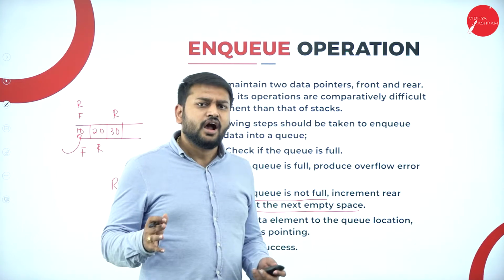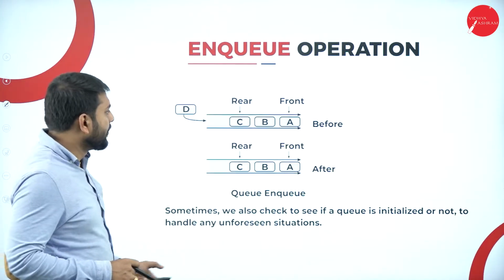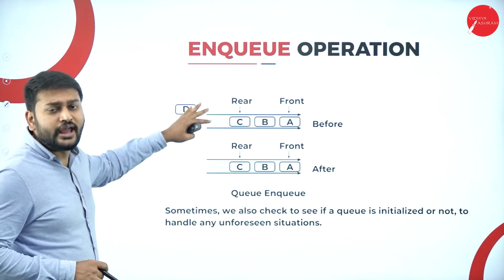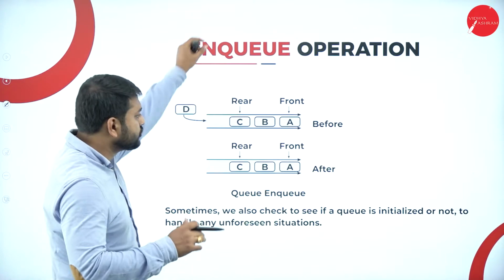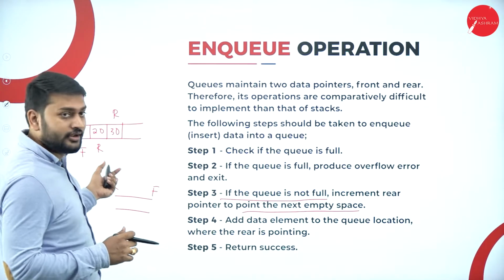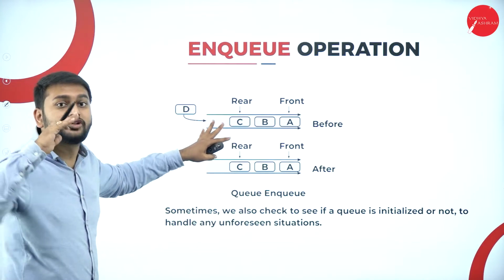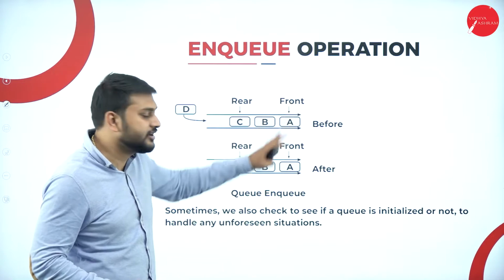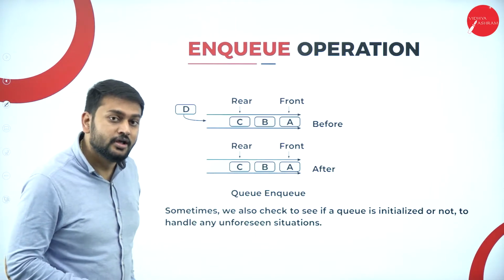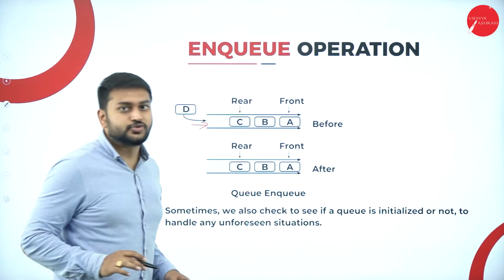So let's check what the snippet for the enqueue operation will look like. Before that, I have a diagram. Observe what happens with respect to the diagram. What I explained so far was with respect to the code, but what I have here is with respect to the concept. In the concept, we always treat this as the front end. Insertion will always happen at the rear end. That's what you need to remember.